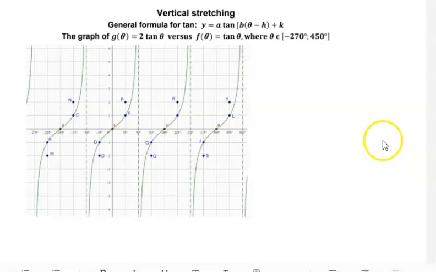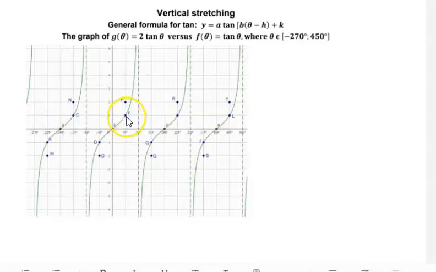Let us consider again the mother graph of tan theta, drawn in green here. And now we want to do the graph of g, which is 2 times tan of theta. So, like before, we take each value, like for instance at the point E, multiply that by 2 and get a new dot. So 2 times 0 gives me 0.